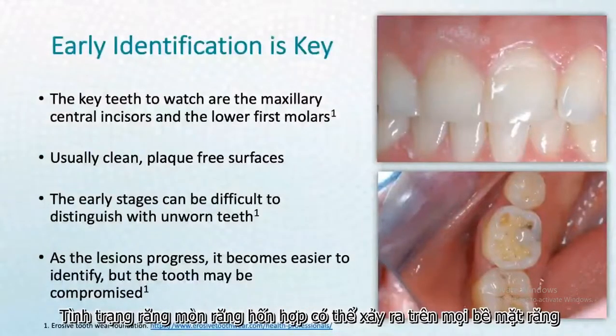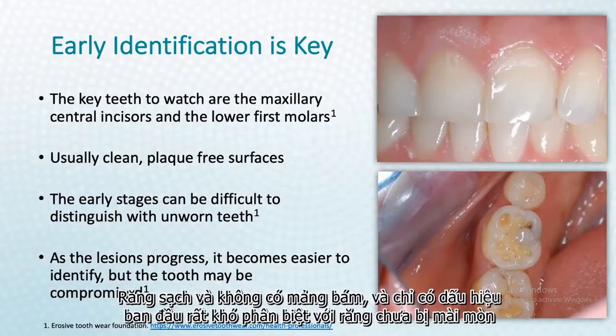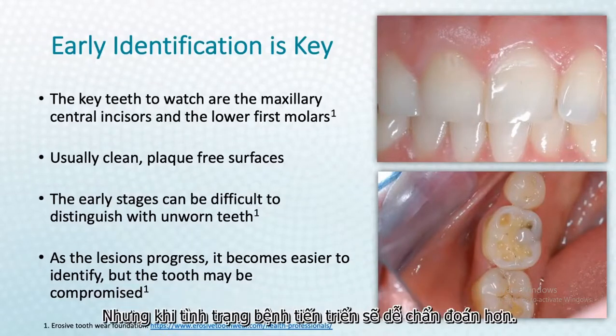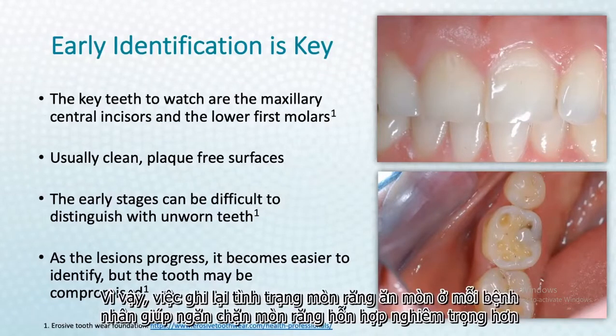Erosive toothwear can occur on all tooth surfaces. The key teeth are the buccal surfaces of the central incisors and the occlusal surfaces of the mandibular molars. The teeth are clean and plaque-free, and early signs are difficult to distinguish with unworn teeth. But as the condition progresses, it's easier to diagnose. The earlier you can diagnose a condition and start prevention, the better. So recording erosive toothwear in every patient helps to stop severe levels of wear developing.